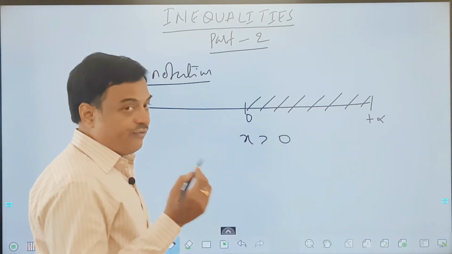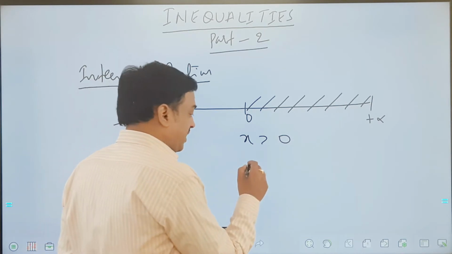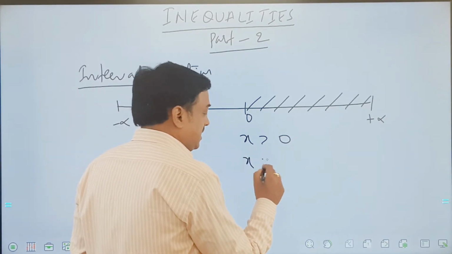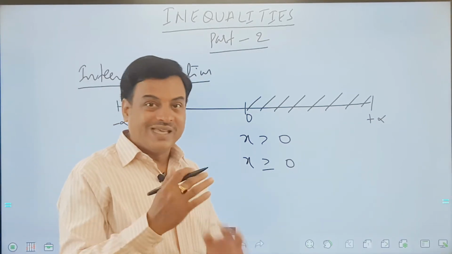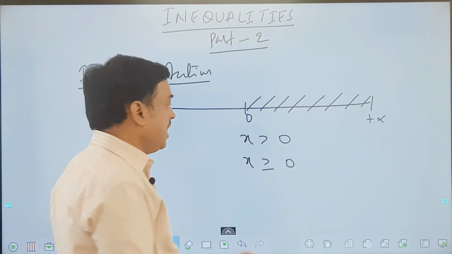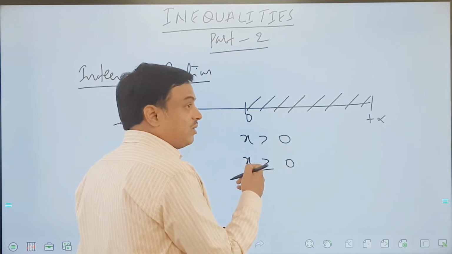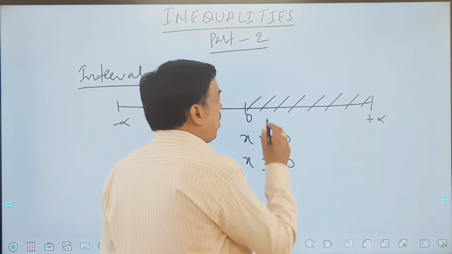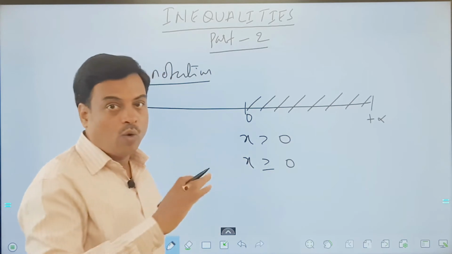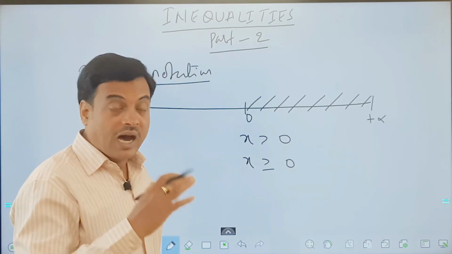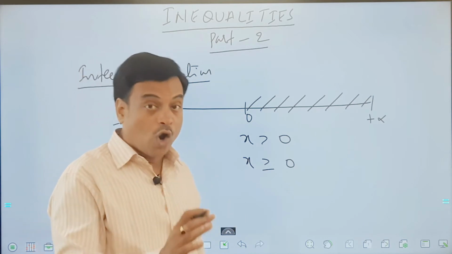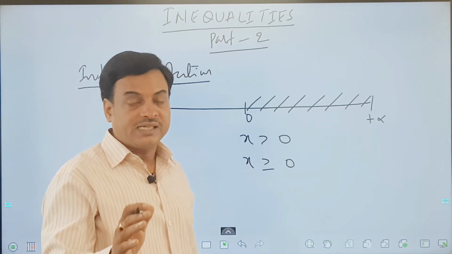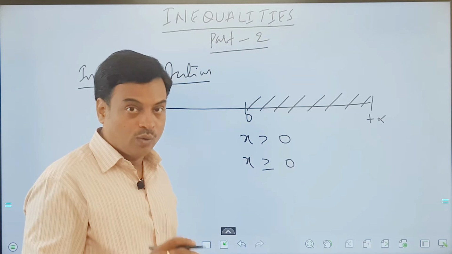Now you have to understand what is the difference if I say x is greater than or equal to 0 and x greater than 0. What is the exact difference between these two? Now when I say here the value greater than 0, it means all the values except 0, all the positive values are included in this case. That means 0 is not included. Please understand, 0 is not included.